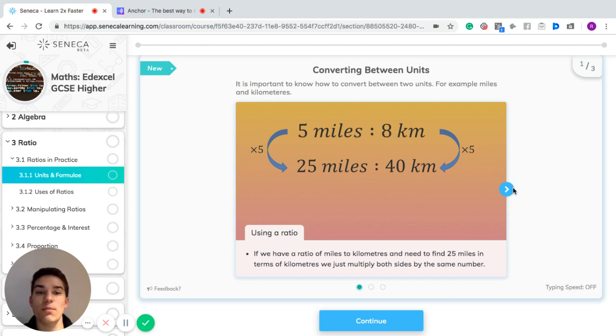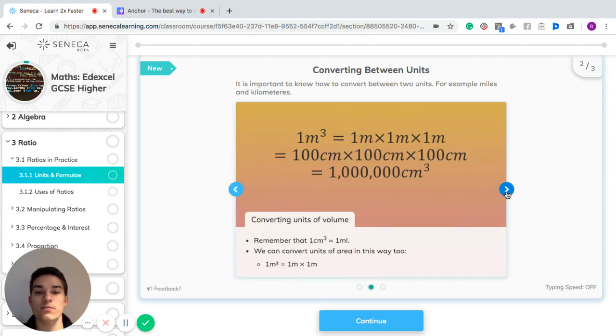So we need to do the same for 8 kilometers, because of the ratio, we need to keep the ratios the same. So 8 kilometers times 5 gives us 40 kilometers. So what that tells us is 25 miles is the same as 40 kilometers.